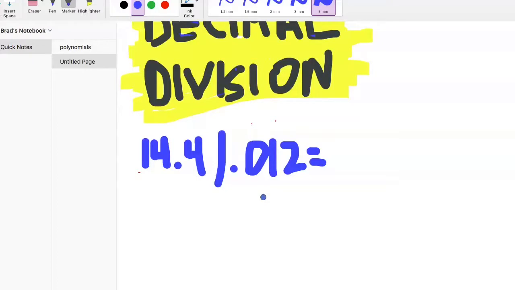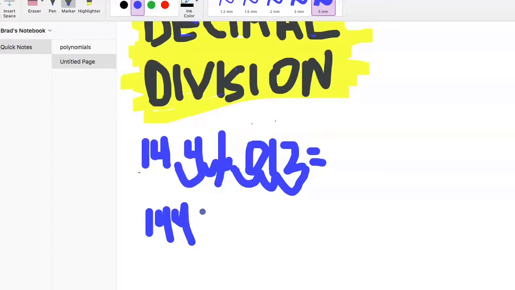What we want to do is get rid of all these decimal points. Over here we have 1, 2, 3 decimal places. So if we go 3 spaces to the right over here, and then we do the same over here, 1, and then there's 2 that don't exist yet, what we can do is say that equals 14,400, adding 2 zeros.